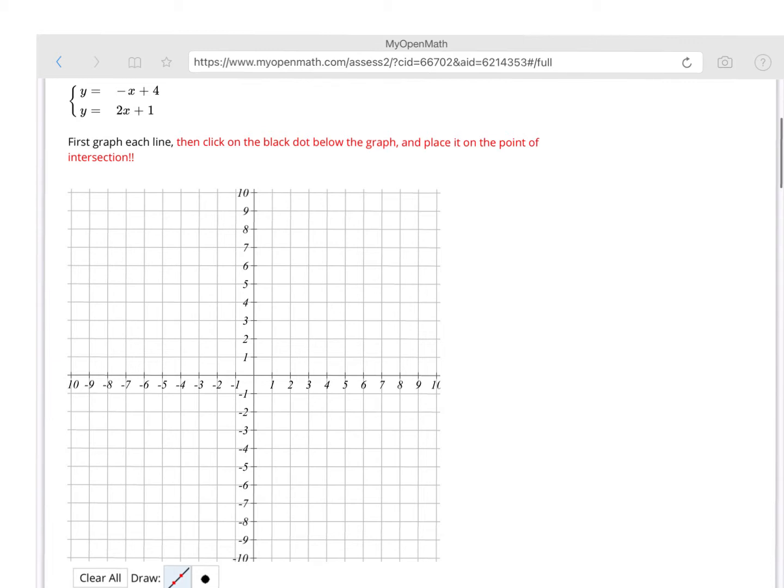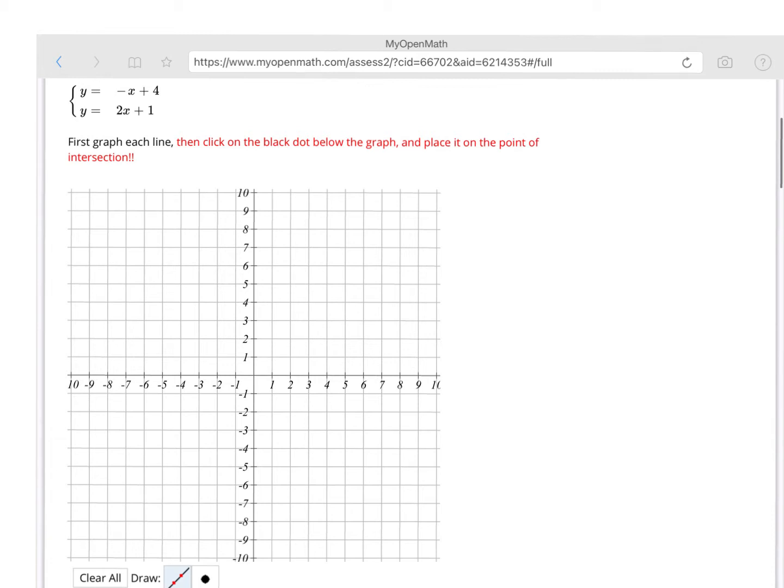The first thing I want to point out is that down here at the very bottom, you see my little finger around here, there's two different boxes. The first one is to draw a line, the second one is to draw a point. So if we look at the directions, first graph each line, then click on the black dot below the graph and place it on the point of intersection. So the first thing I have to do is actually draw on the two lines.